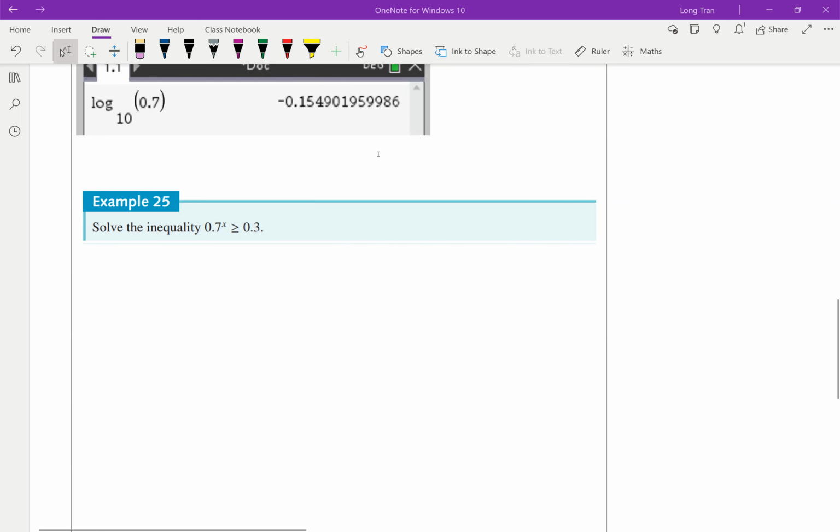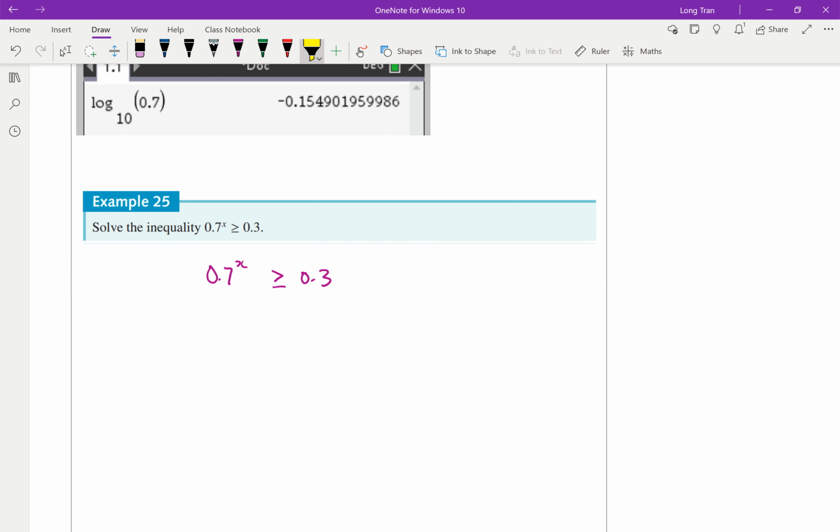Hey there, Year 11s. I want to go through this example here because it's a common mistake that students can make. So let's have a look here. This is 0.7 to the power of x greater than or equal to 0.3. What I want you to be careful of is here.